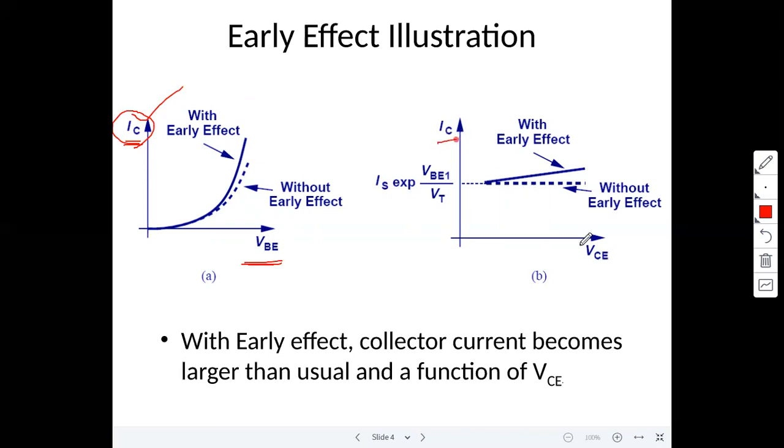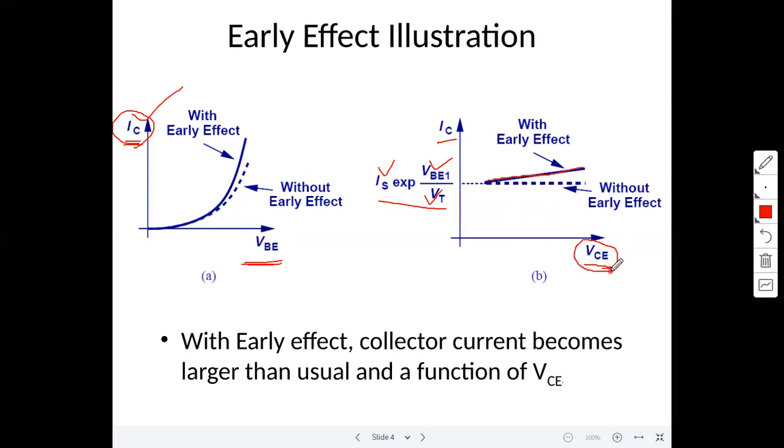Similarly, this is the output characteristics in CE configuration, VCE versus IC. Previously, as we discussed, that is almost constant. IC depends on the reverse saturation current times exponential VBE by VT. Here IS is constant, VBE is constant, VT is also constant, so we say that IC is constant. But with the early effect concept, collector current is not a constant. Collector current slowly increases with respect to VCE.